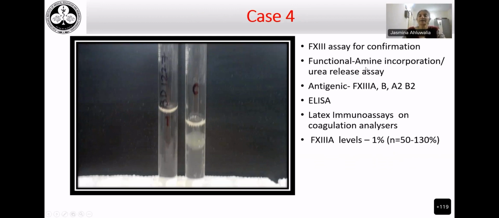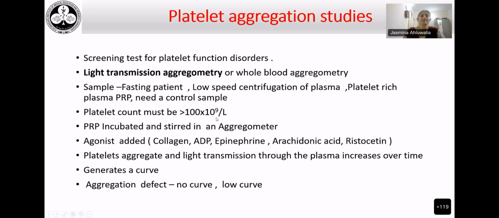This is usually a biochemical assay by amine incorporation or urea release, which none of us usually see because we work in coagulation labs, and this is essentially biochemistry. But we can detect factor 13 deficiency if we look for the factor 13A or B antigen or the tetramer in the A2B2 form, 2 of these and 2 of these. These can be picked up by ELISA or by latex immunoassays on our coagulation analyzers. So we did it by latex immunoassay in this patient, and his factor 13 levels were 1%. So this was a case of factor 13 deficiency.